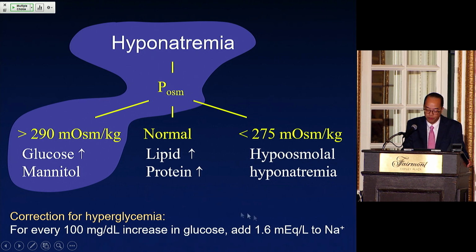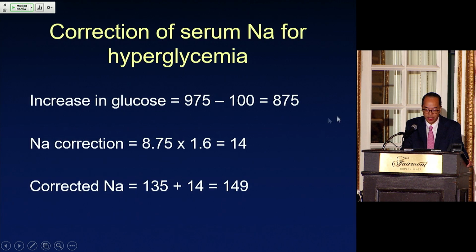And so this essentially tells us not what the real sodium is, but what the sodium would become if you were able to treat the hyperglycemia and normalize the serum glucose. And when you do that in this case, the increase in glucose is 875, so we correct by 8.75 times 1.6. Add that to the actual sodium, and you get that the patient would become hypernatremic, which isn't uncommon in hyperglycemic patients and is due to the glycosuria and osmotic diuresis.